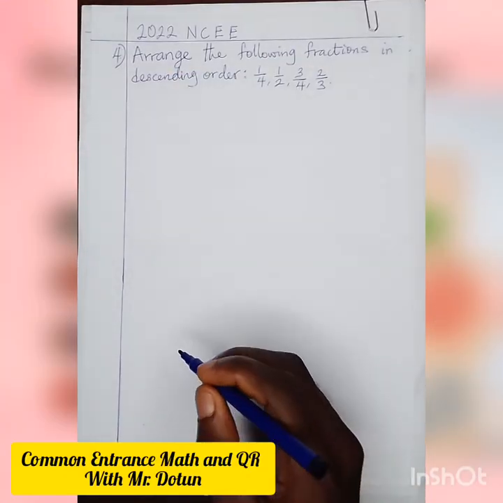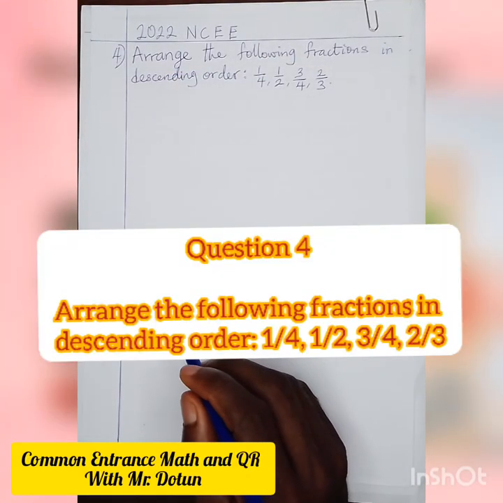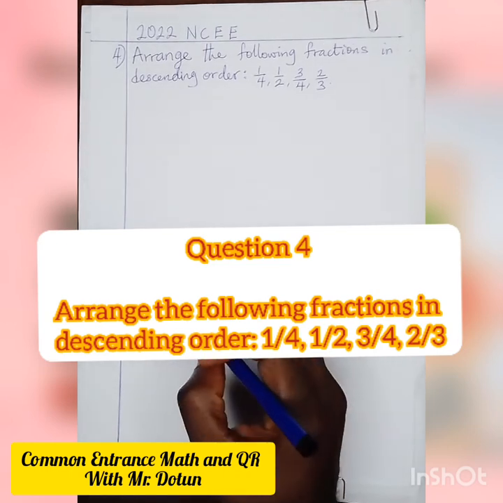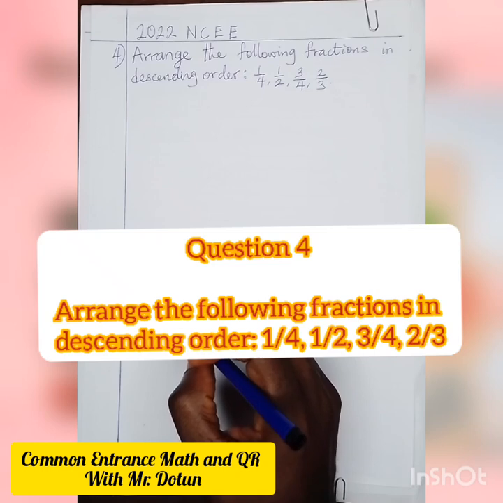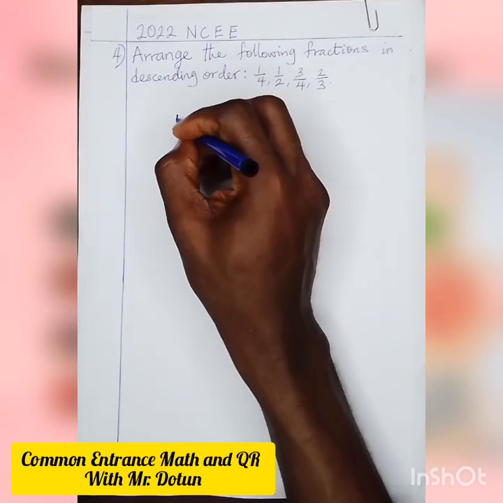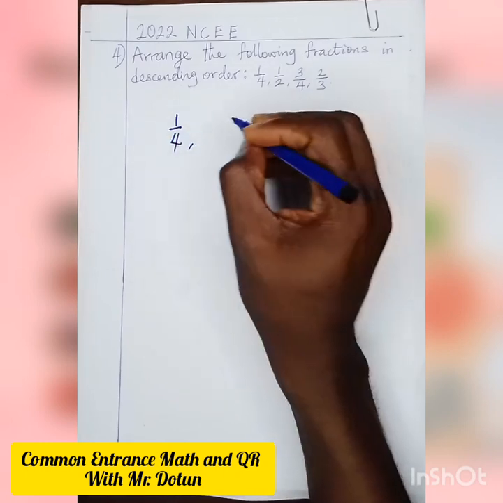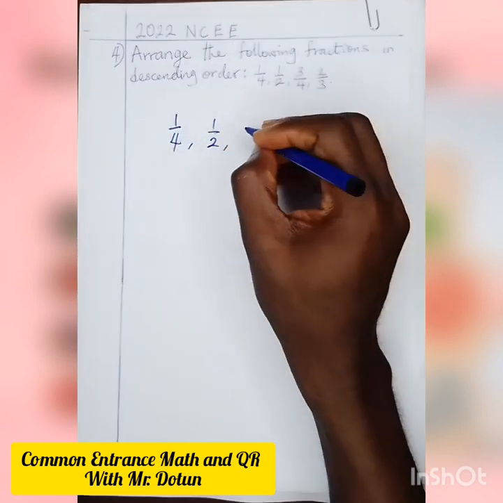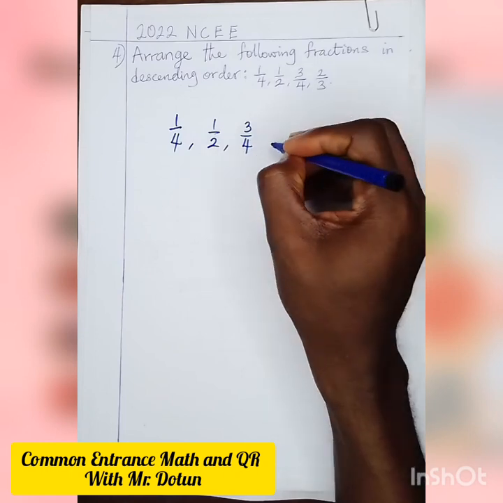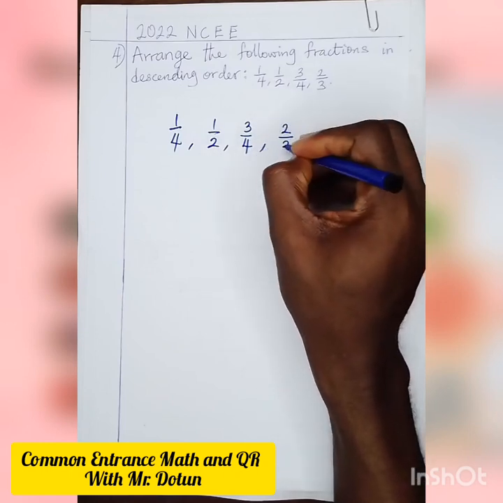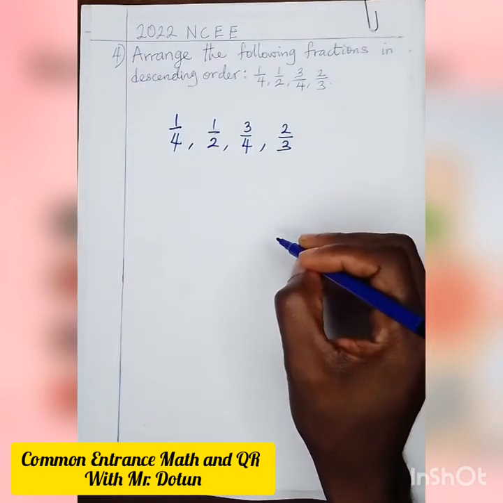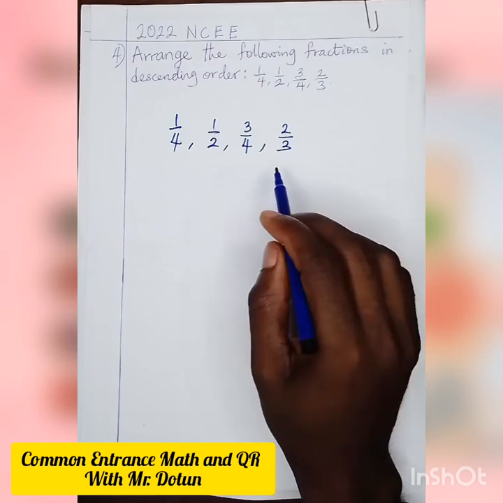Question number 4. Arrange the following fractions in descending order: 1 over 4, 1 over 2, 3 over 4, and 2 over 3. In this case, we have unlike fractions.